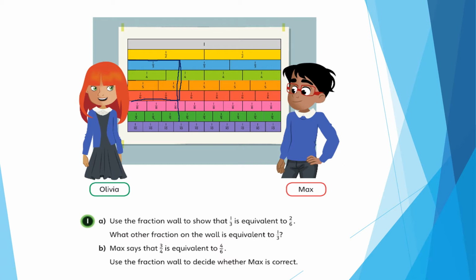And then question B says, Max says that 3/4 is equivalent to 4/6. So let's have a look. We've got 3/4, so I've got 1, 2, 3, and I need to go down to the 6th. And as you can see, it's only halfway between one of the sections, which means that's not an equal part. So there's 1, 2, 3, 4 and a half. So that would be incorrect, as they're not equal parts.